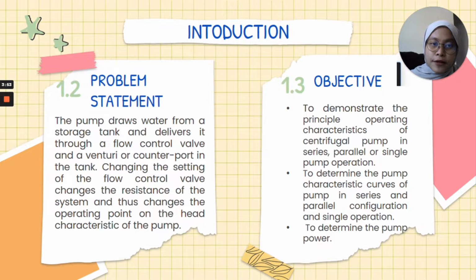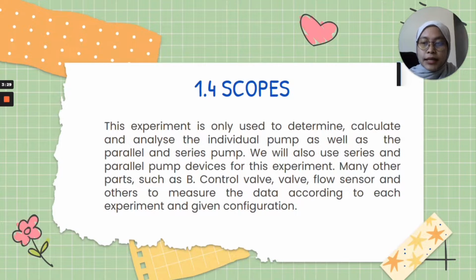The objective of this lab is to demonstrate the principal operating characteristics of a centrifugal pump in series, parallel, or single pump operation, to determine the pump characteristic curve of pumps in series and parallel configuration and single operation, and to determine the pump power. Next, the scope of this experiment is only to determine, calculate, and analyze the individual pump as well as the parallel and series.